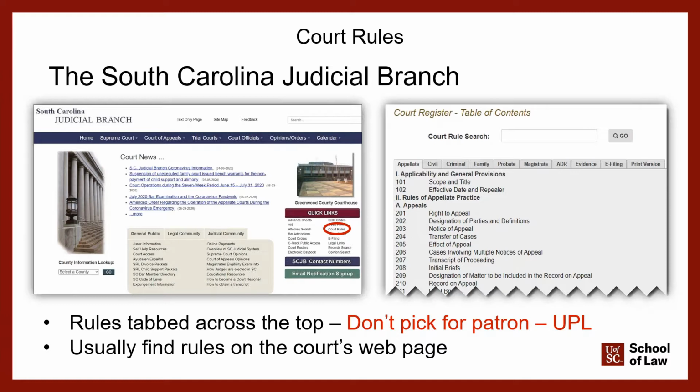The important thing with the Court Register, make sure you are in the right tab, because they break it down for different kinds of courts that have different rules. The rules in probate are different than the general civil rules. You make sure you're in the right court, and then you look at the numbers, and that's how you find court rules. You can try the search engine.